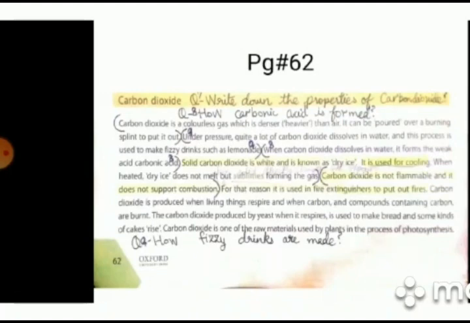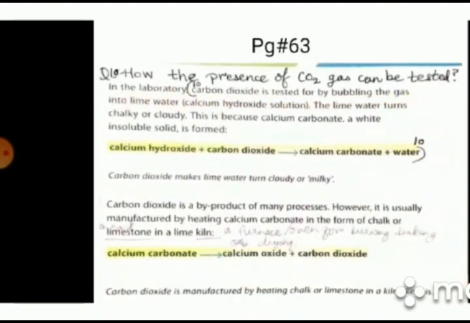Then comes question number 9. How are fizzy drinks made? And the answer is in the second line under the topic. Now come to page number 63, question number 10. How can the presence of carbon dioxide be tested? And the answer is in the first para of the page. Highlight both the chemical equations on page number 63.